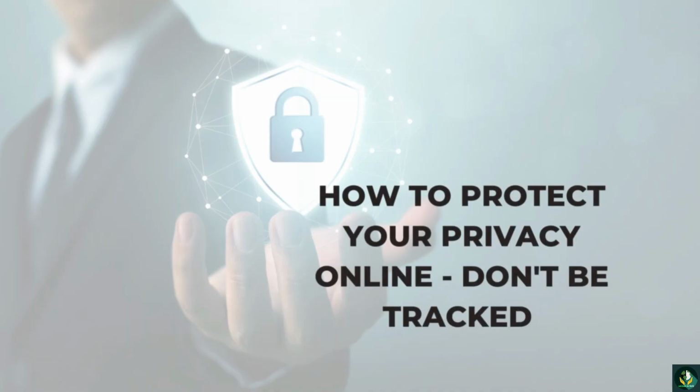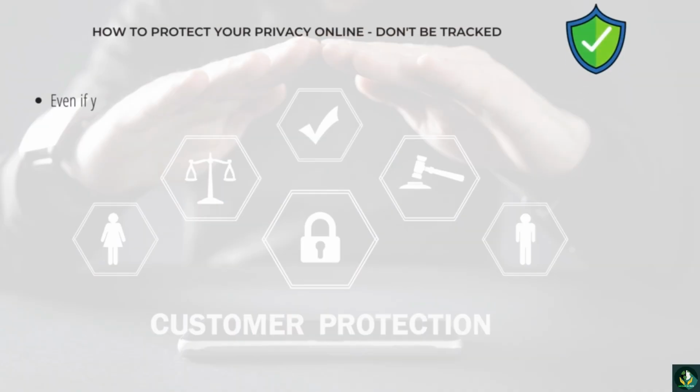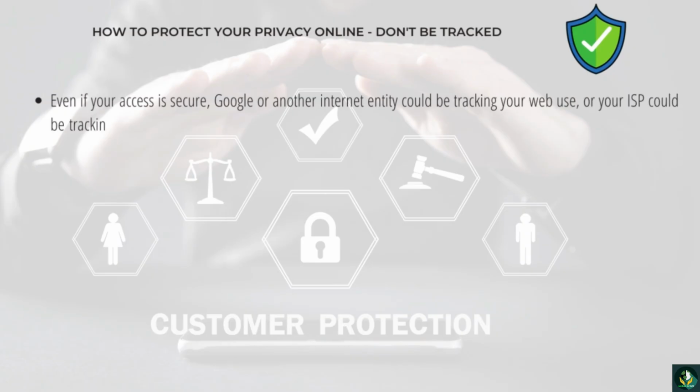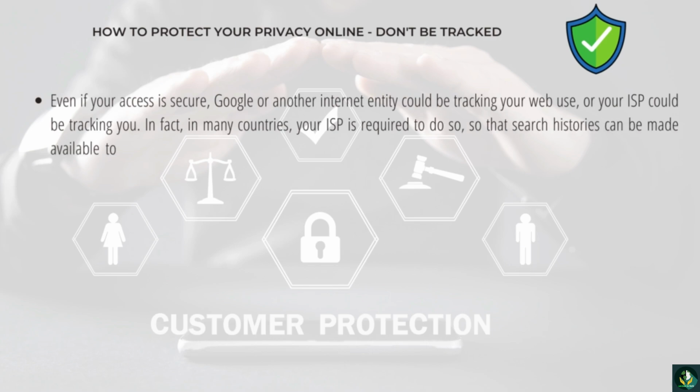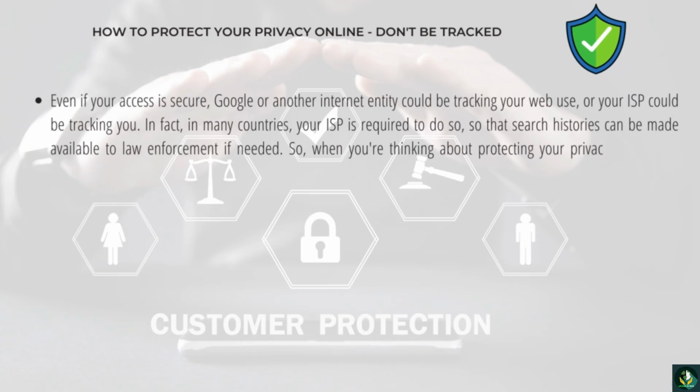How to protect your privacy online. Don't be tracked. Even if your access is secure, Google or another internet entity could be tracking your web use, or your ISP could be tracking you. In fact, in many countries, your ISP is required to do so that search histories can be made available to law enforcement if needed. So, when you're thinking about protecting your privacy online, you should think about how to prevent being followed around the web.